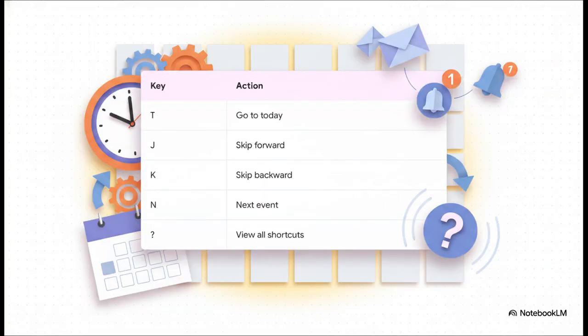Flawless. Now, you'll want to take a screenshot of your screen right now or grab your notepad, because memorizing these keyboard shortcuts will literally save you hours of unnecessary clicking over the course of a year. Hit T on your keyboard to immediately jump back to today's date. Press J to skip forward to the next week or month. K takes you backwards in time. Hit N to jump directly to your next upcoming event. And hey, if you ever forget these, just hit the question mark key to pull up the entire shortcut cheat sheet right there on your screen.